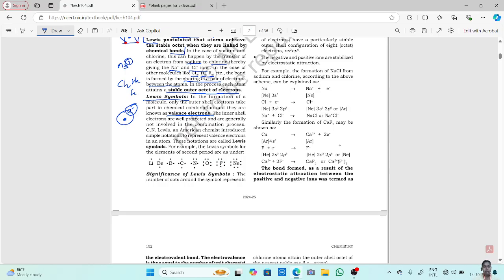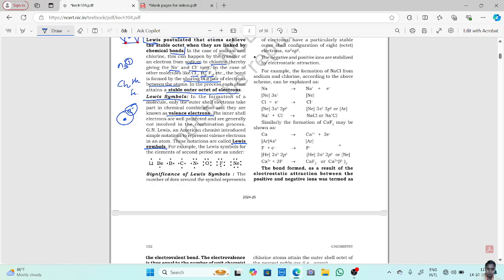G.N. Lewis, an American chemist, introduced a simple notation to represent valence electrons in an atom. These notations are called Lewis symbols. For example, the Lewis symbols for the elements of the second period are as under. So these are the valence shells of the second period.